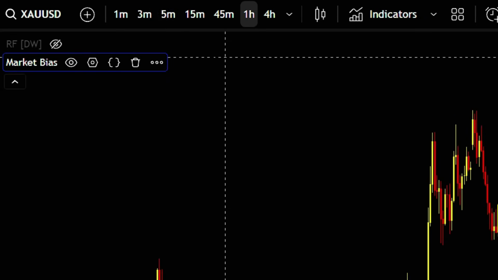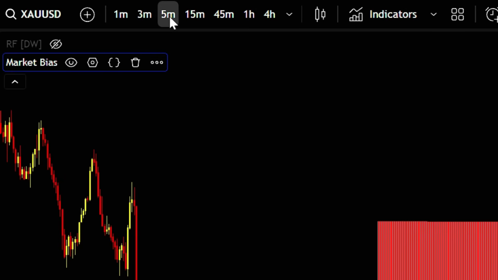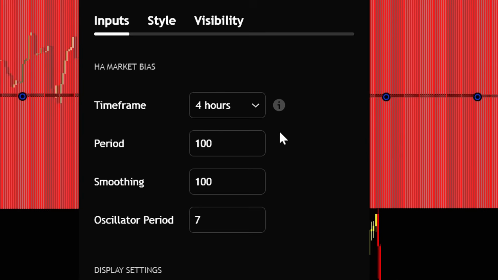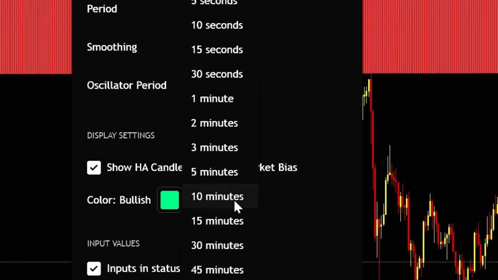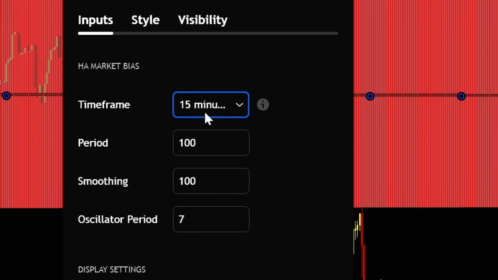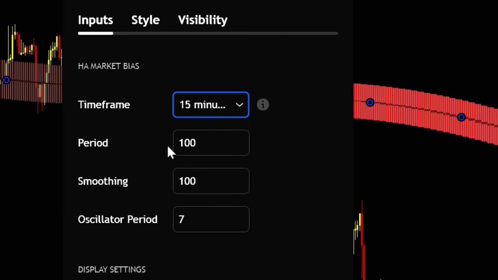Okay, let's go back to our 5-minute chart and set the market bias to 15 minutes. We're gonna leave the period at the default of 100, but we want to change the smoothing to 50. And the last thing, make sure you uncheck the HA option.